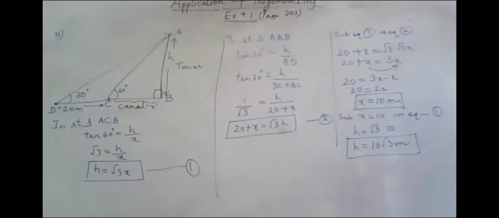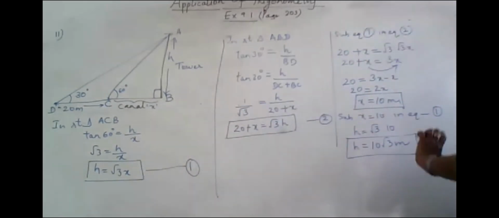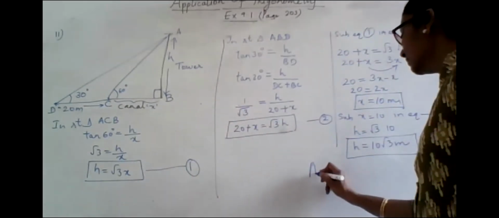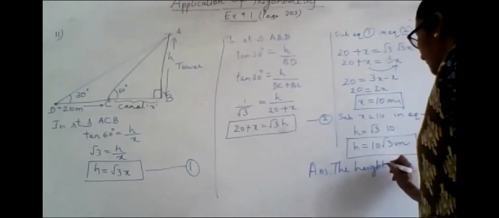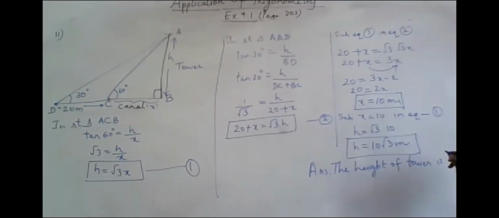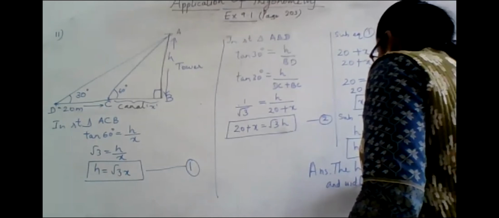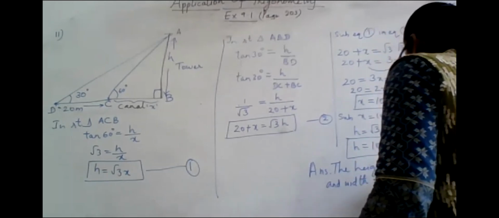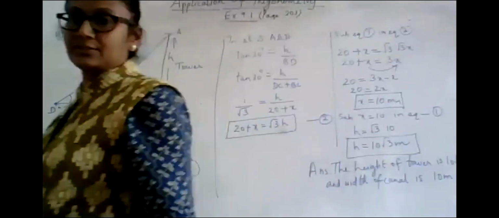So I got both of them. The height of the tower, which is 10 root 3 meters, and the width of the canal, which I have taken as x, as 10 meters. So how will you report your answer? The height of the tower is 10 root 3 meters and the width of the canal is 10 meters. So this is how you will report your answer.